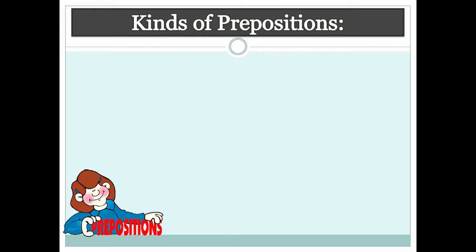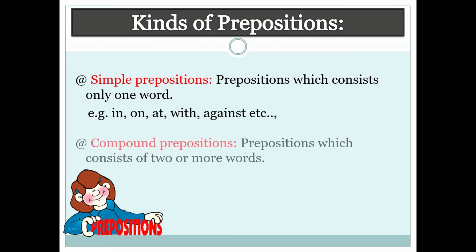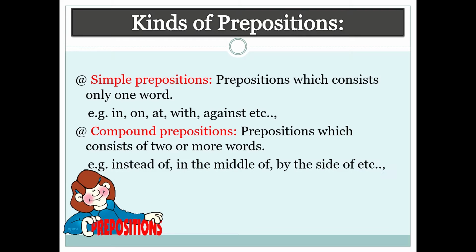Kinds of prepositions. Simple prepositions are prepositions which consist of only one word, for example, in, on, at, with, against, etc. And compound prepositions are prepositions which consist of two or more words, for example, instead of, in the middle of, by the side of, etc.